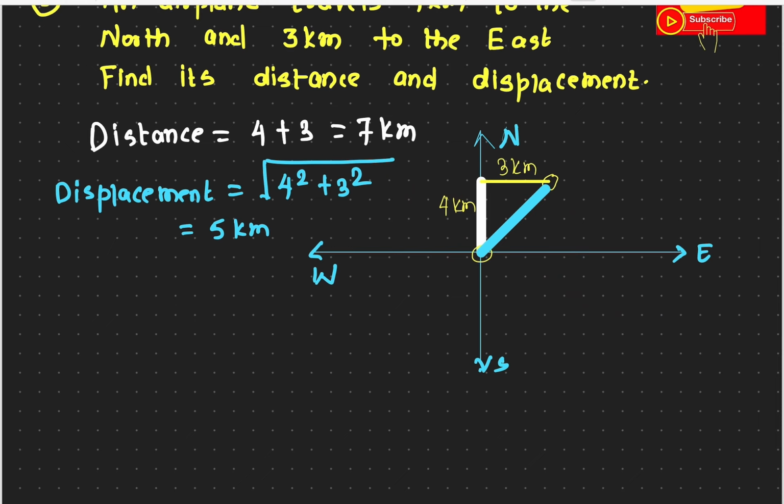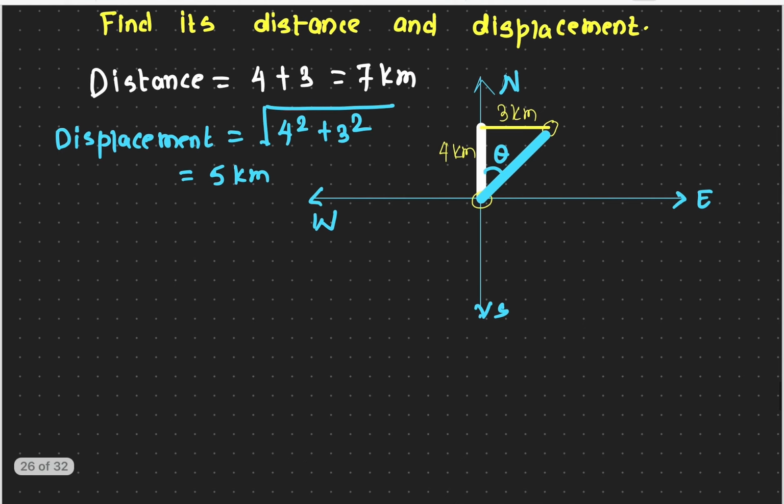So in order to go from the starting point to your final destination, you also need to know the angle. So let's find out the angle here. Let's call this angle theta. Okay, so I'm calling this angle theta. So if I look at the triangle, tangent theta would be 3 over 4. So I'm simply writing 3 over 4.